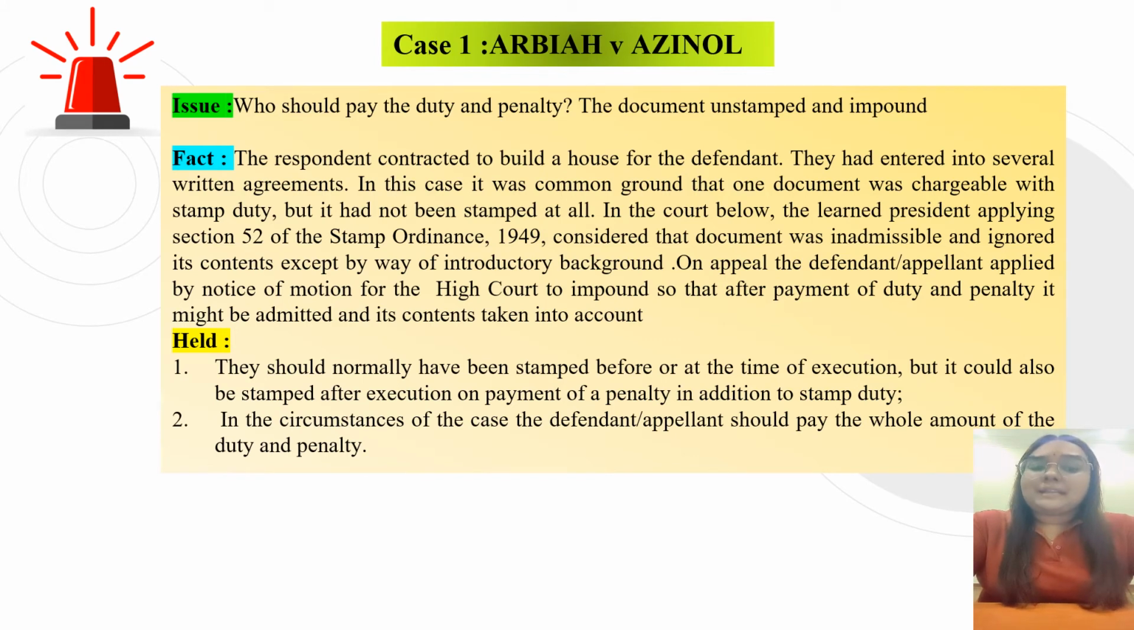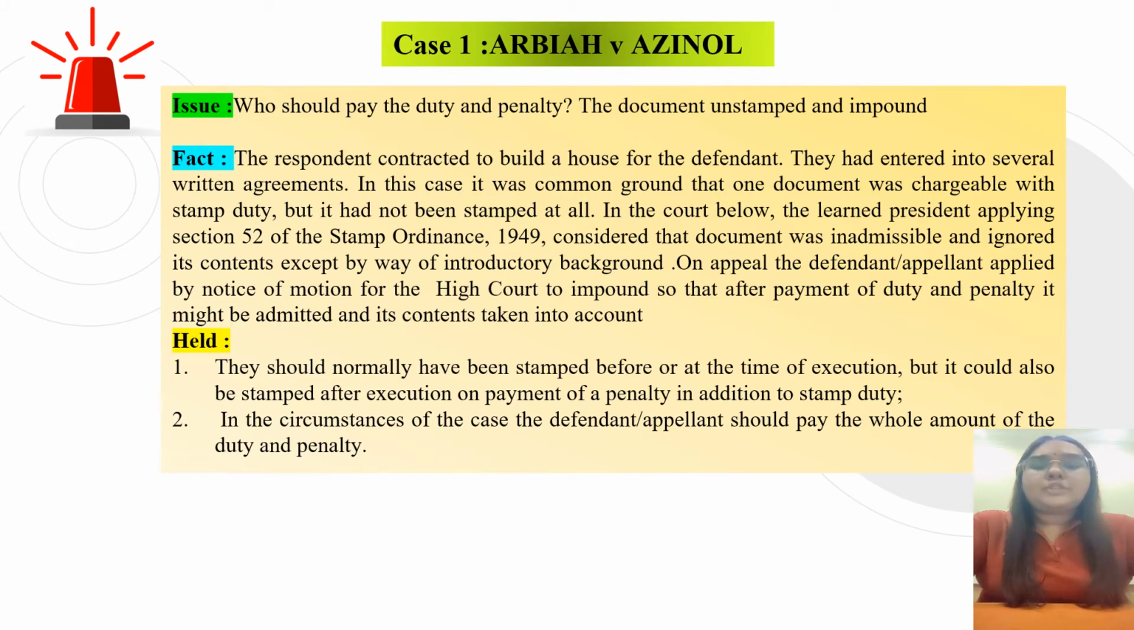Hence, the defendant applies by notice of motion for the court to impound the document so that after the payment of duty and penalty, it can be admitted and its contents taken into account. So, her counsel states that the learned president should have impounded the document under section 51, but owing to oversight, failed to bring the section to the notice of the learned president.